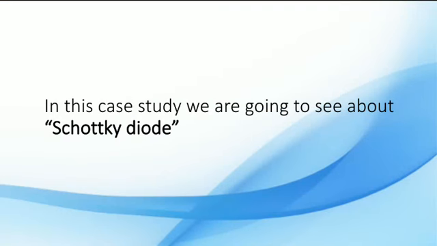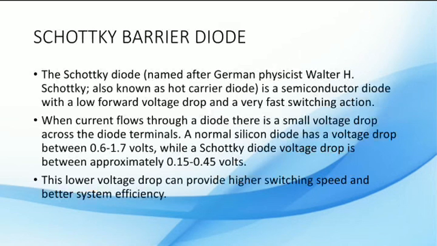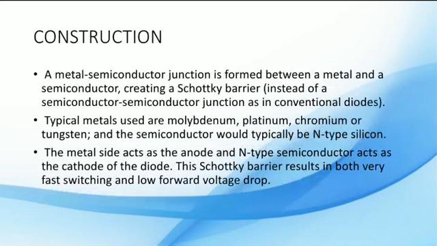In this case study, we are going to see about the Schottky diode, the Schottky barrier diode. The Schottky diode is a semiconductor diode with a low forward voltage drop and a very fast switching action. When current flows through the diode, there is a small voltage drop across the diode terminals. A normal silicon diode has a voltage drop between 0.6 to 1.7 volts, while a Schottky diode voltage drop is approximately 0.15 to 0.45 volts. This lower voltage drop can provide high switching speed and better system efficiency.